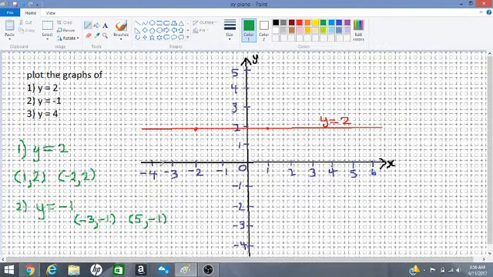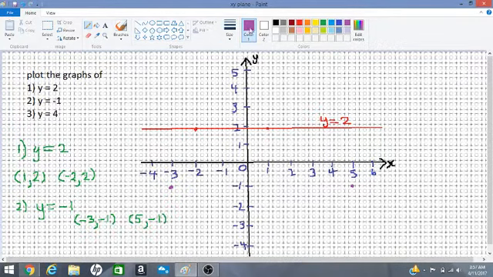So let's plot these 2 points now. Okay, so (-3, -1) is located here. This is our -3 and this is our -1. So we get our point here. Then we have (5, -1). So this is our 5 and this is our -1. So we have our other point right here in purple.